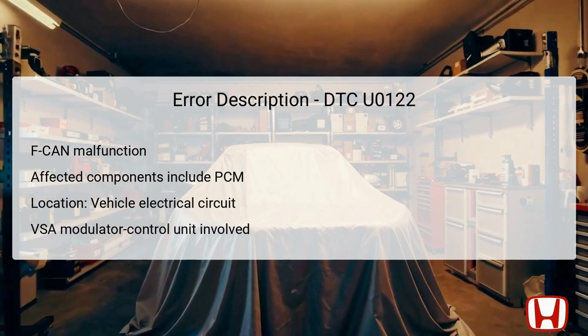This malfunction suggests that the PCM is unable to communicate effectively with the VSA unit, posing potential issues in handling and safety features. Addressing this communication failure requires a systematic troubleshooting approach to identify and rectify electrical circuit issues.